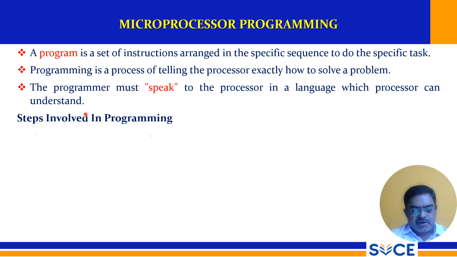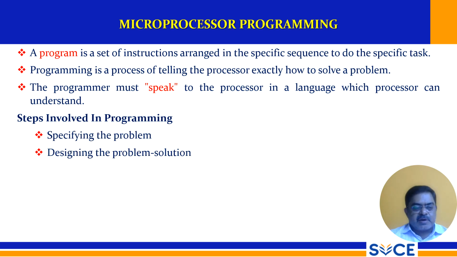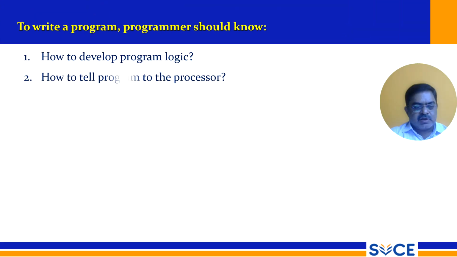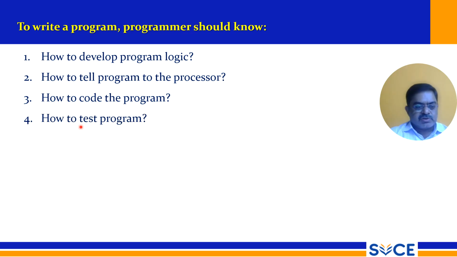The steps involved in programming are: specifying the problem, designing the problem solution, coding, and debugging. These are the steps in programming. How to develop the program logic, how to tell the program to the processor, how to code the program: these are three questions. One more question: how to test the program? These four tasks you have to perform while doing the programming.